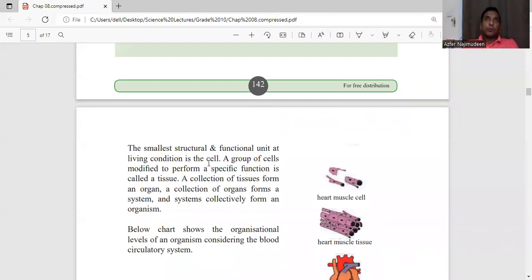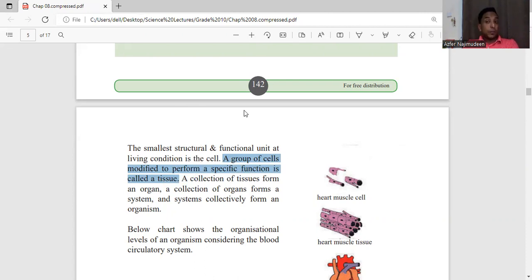Now this question is often asked in your O-level past papers, and you have to know the definition of a cell. A cell is the smallest structural and functional unit of a living organism. So you have to remember that. I repeat, the cell is the smallest structural and functional unit of an organism. A group of cells modified to perform a specific function is called a tissue.